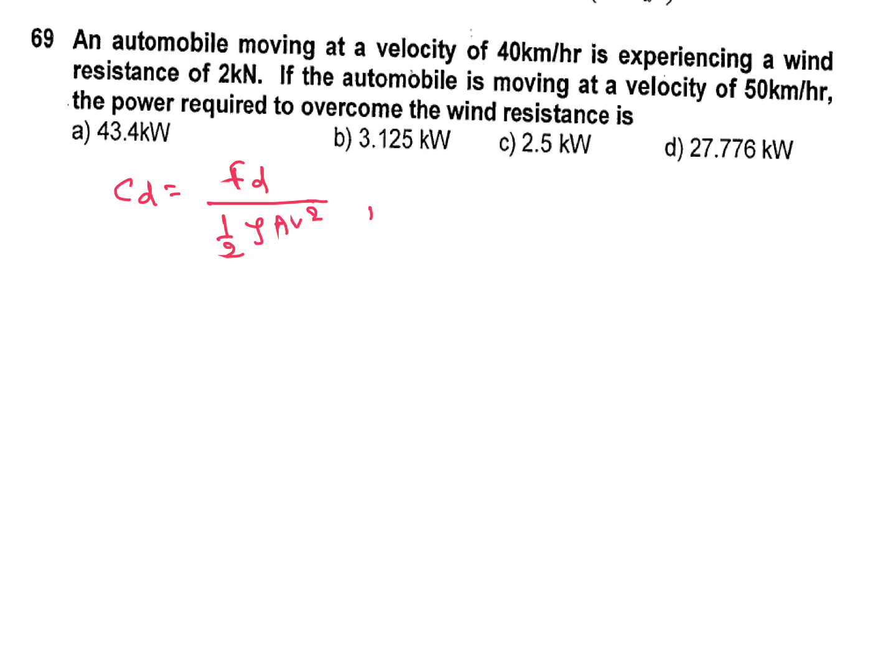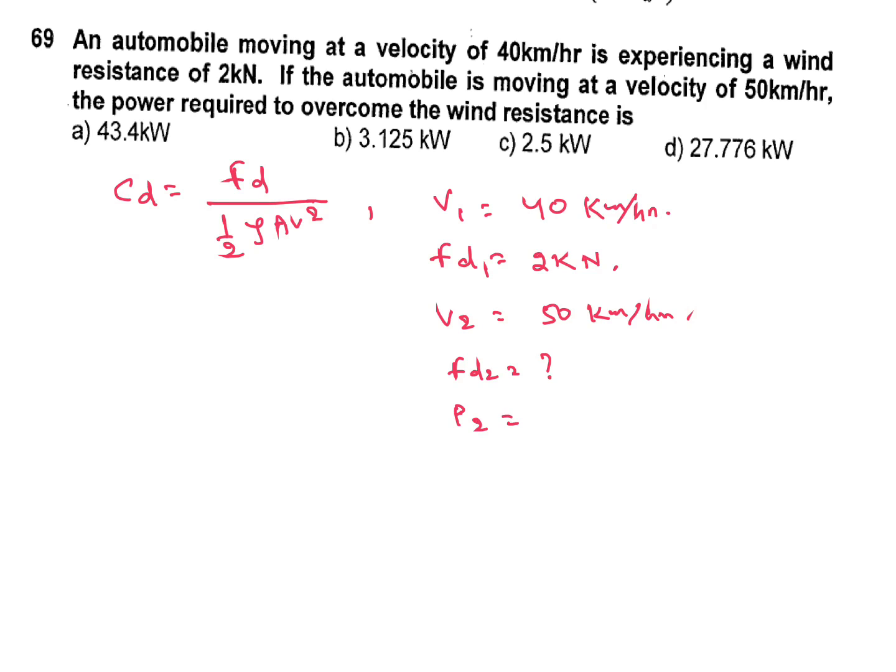So data given are V1 equal to 40 km per hour and drag force, wind resistance, Fd1 is 2 kN, and V2 is 50 km per hour. Fd2 we have to calculate, then power. From Fd2 we will calculate power.